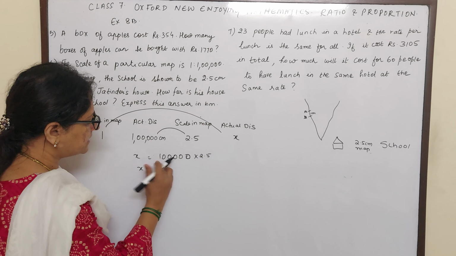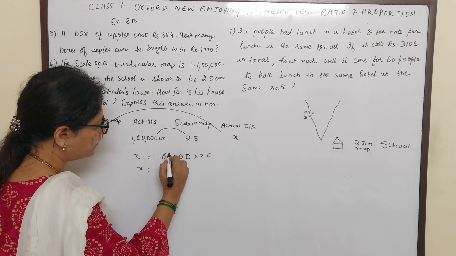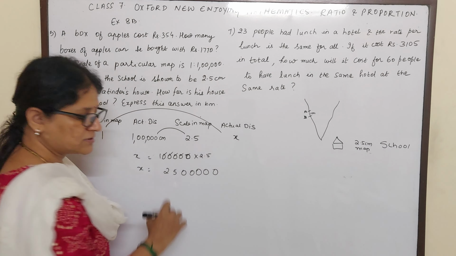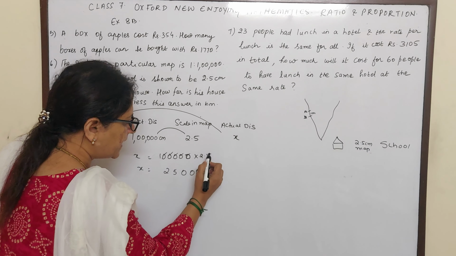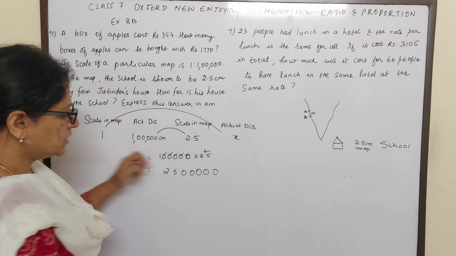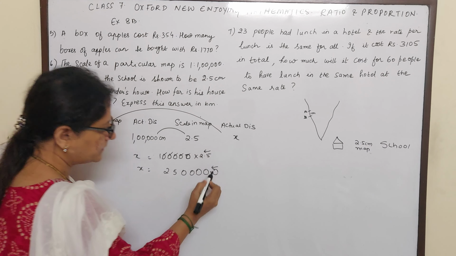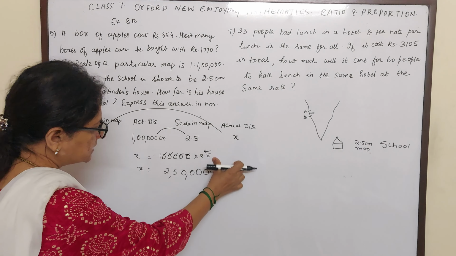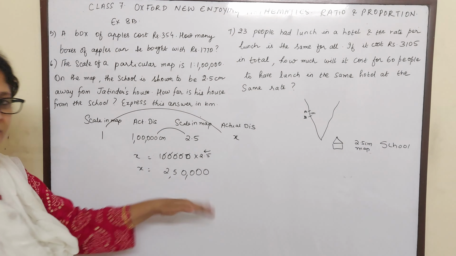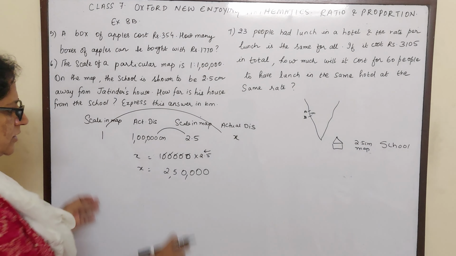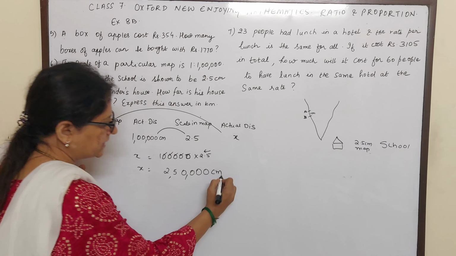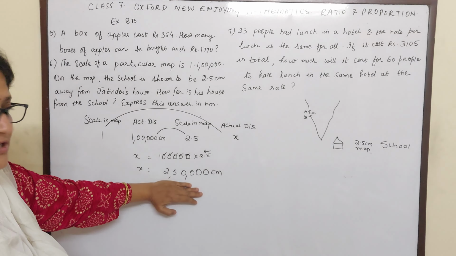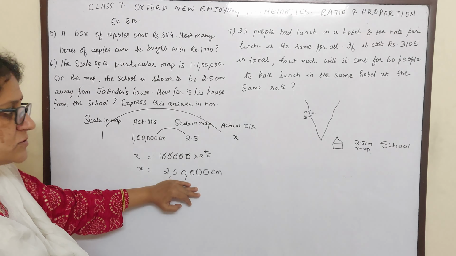So 25 ones are 25, followed by 1, 2, 3, 4, 5 zeros. And the decimal, from the back, how many places? One place. So it is 2,50,000. After the point, if there is 0, there is no value to it. So it is 2,50,000 centimeter. That means the actual distance from Jatinder's house to school is 2,50,000 centimeter.